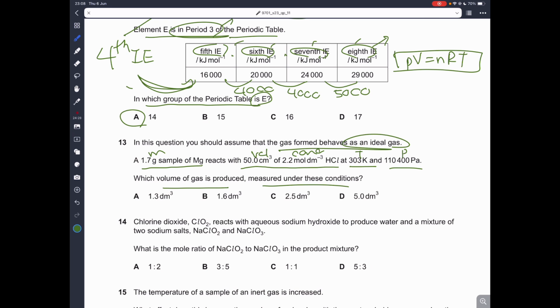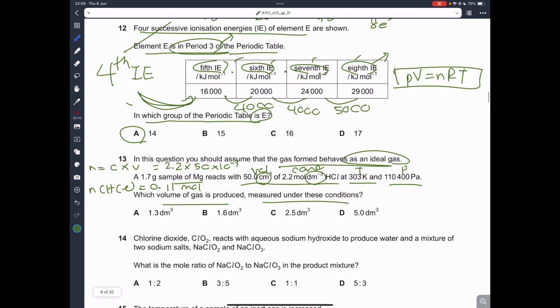The mole of hydrochloric acid. Let me write it down here. Mole is equal to concentration times volume. So this is going to be 2.2 mole per dm cube times 50 times 10 to the power minus 3, because this is in centimeters. We have to change it into decimeter cube for the units to cancel out. So the number of moles of HCl is 0.11 mole.